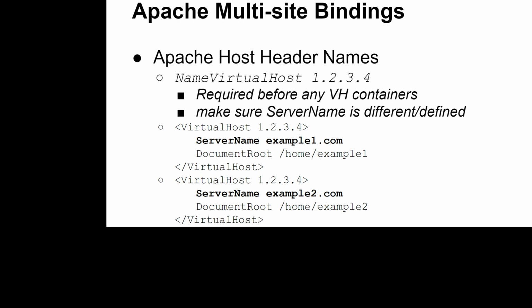So notice ServerName for VirtualHost 1.2.3.4 says example1.com, and the directory for content for example1.com is example1. Same thing for the other virtual host: even though it has the same IP address, the ServerName is different, and thus the document root is different. That's how you would do multiple host header names on the same server on the same IP address under Apache.